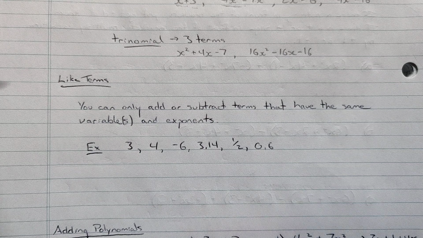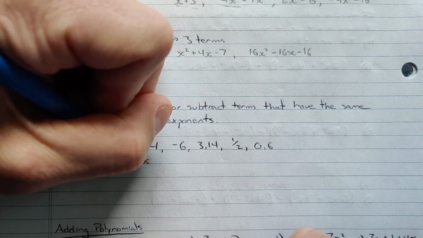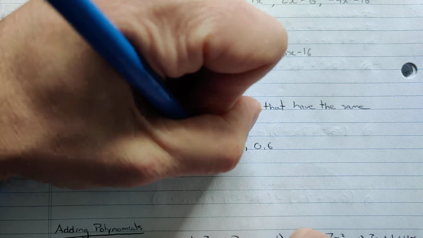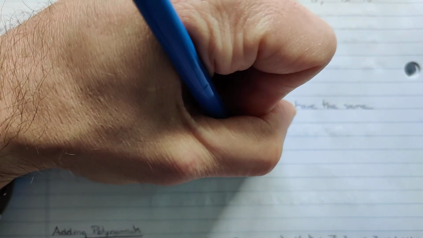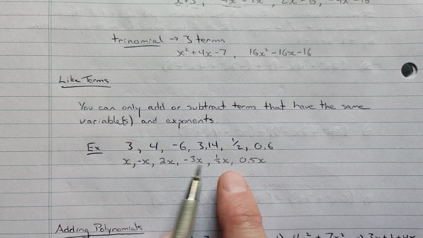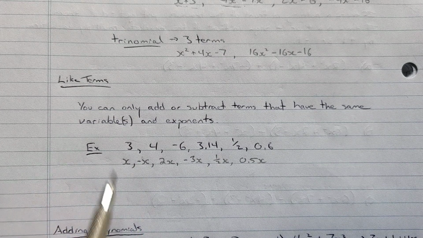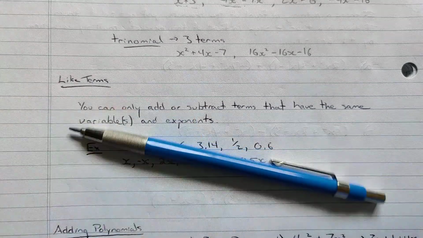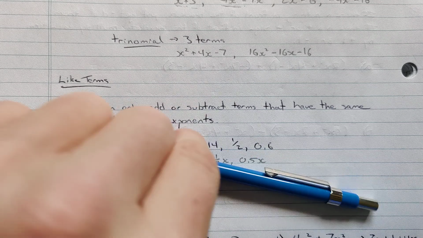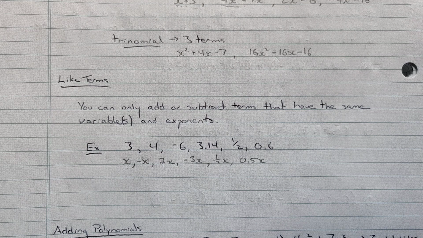Some other examples of like terms would be x and negative x, 2x, negative 3x, 1/2 x, 0.5x. These are all like terms. They all have an x, and the power on the x is the same. This is 1x, this is negative 1x. Again, recall that if you have a letter and there's no number with it, it's one of them. If I have 1 pencil on the page here, or I have a pencil, both mean the same thing. I have an x, or I have 1x. That lack of a number in front is just assumed to be a 1.